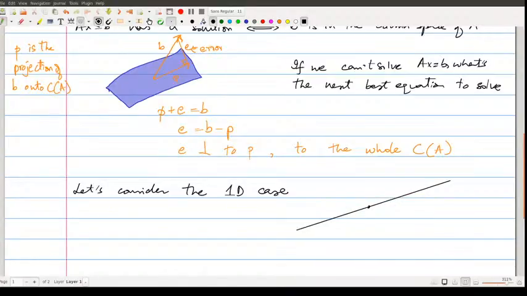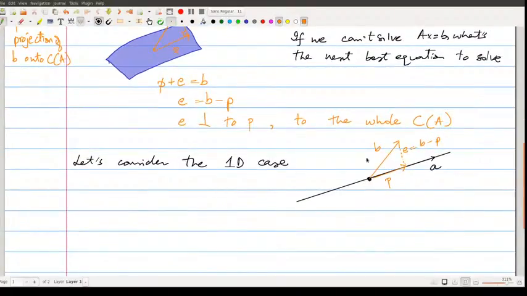So we have some vector a that is defining this whole space, and I have some vector b which is outside this line, which means it's something like this. And now I want to project it onto a. So this is p, and this is again e, which is b minus p.